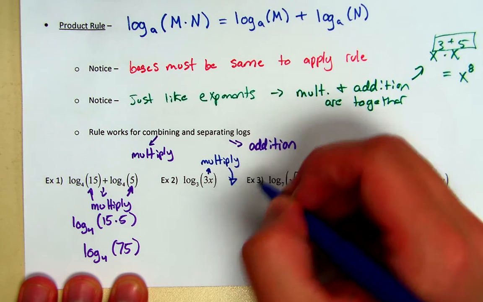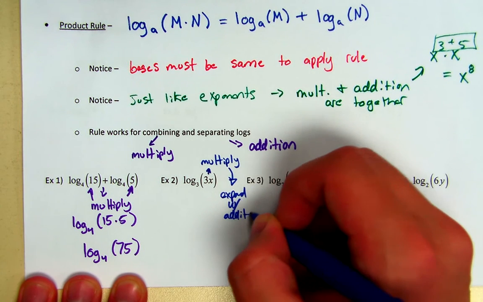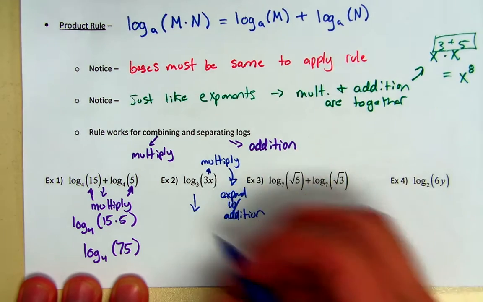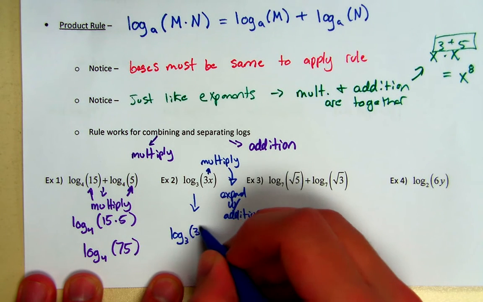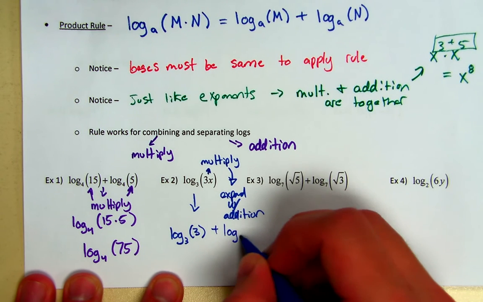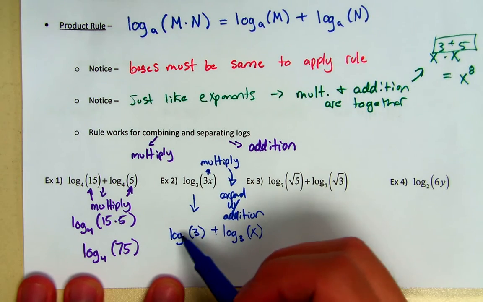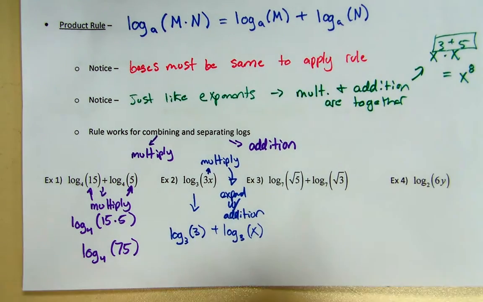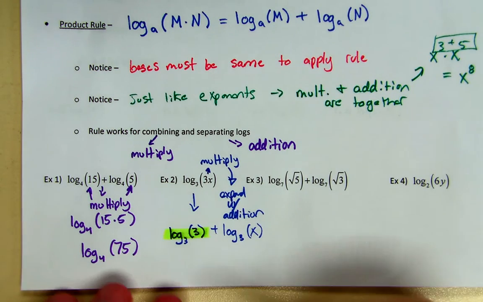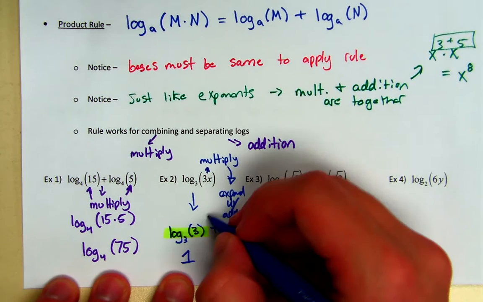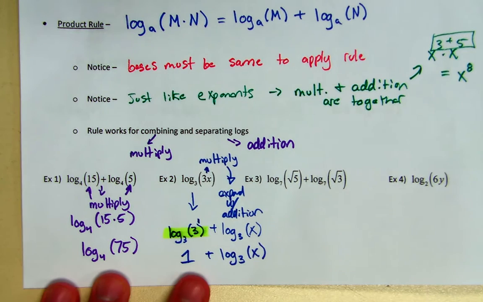So that turns into expand with addition. So I'm going to expand this by pulling it apart to log base 3 of 3 plus log base 3 of x. Well, now you should realize your inverse property here, this part, knocks each other out, 3 and 3, again going inverse, that becomes just 1, because the exponent here is 1. So 1 plus log base 3 of x.